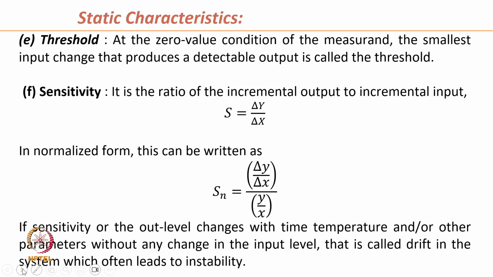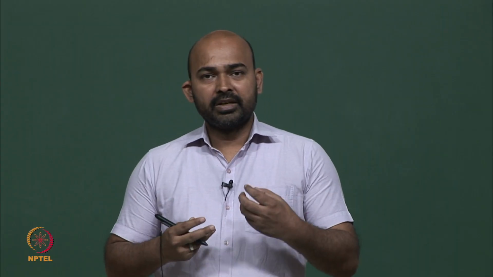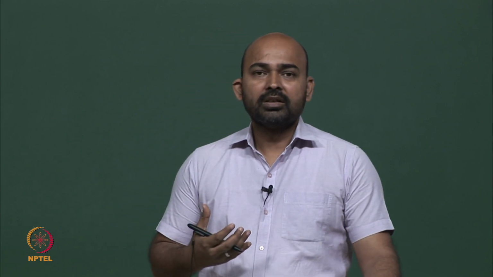Next characteristic is the threshold. So, the threshold is at the 0 value condition of the measurand, the input quantity is at its 0 level. How much the smallest input change that produces a detectable output is called the threshold. For example, we have a MOSFET transistor, the input is 0, the gate voltage let us say is 0. How much gate voltage we need to apply so that the MOSFET turns on? So, that is called the threshold voltage of a MOSFET.